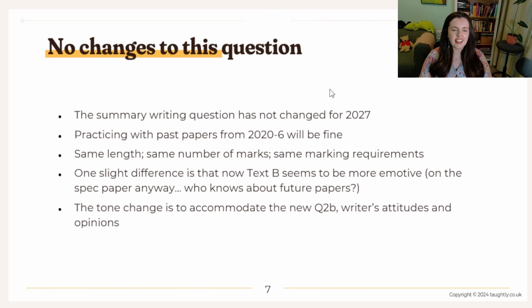So the reading marks. Just notice it's not changed. So it's the same as past papers from 2020 to 2026. It's the same length, it's the same number of marks, and it's the same marking requirements.